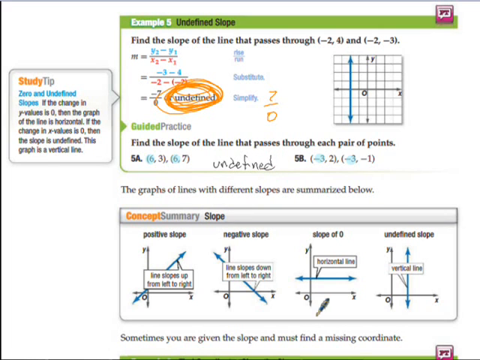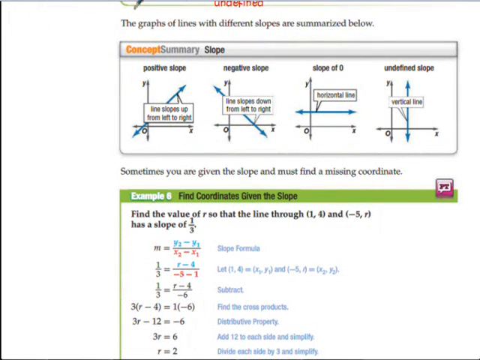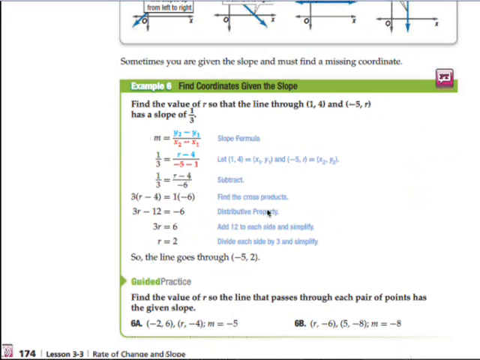I like this little box right here underneath. I think it's a good indicator of important things about slope. When it goes up left to right, it's positive. Down left to right, it's negative. Horizontal, it's 0. And vertical is undefined.